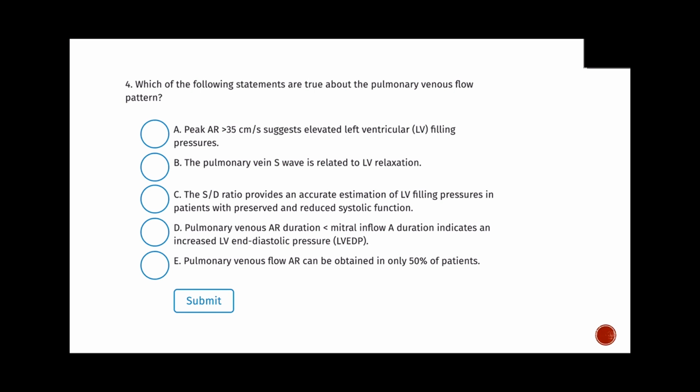So these are pretty complex questions, right? But I think you can all answer them. So let's start with it. Peak AR greater than 35 centimeters per second suggests elevated LV-EDP.